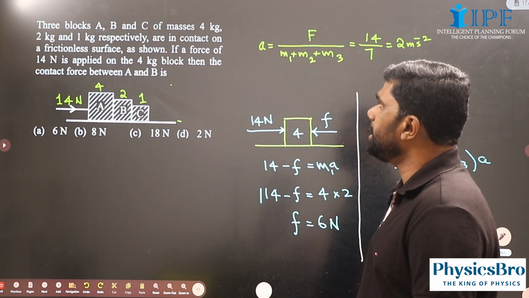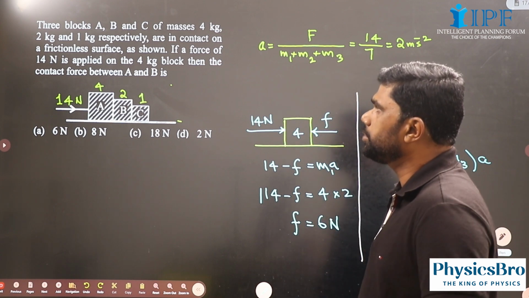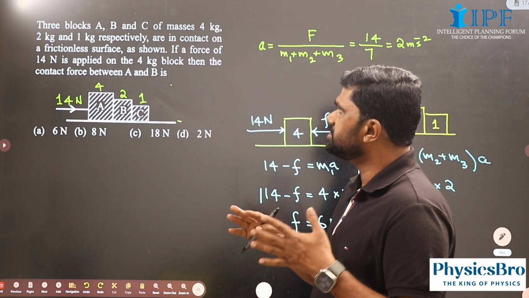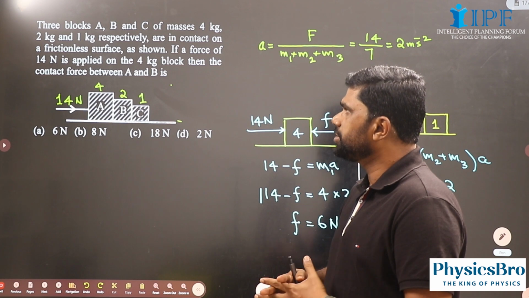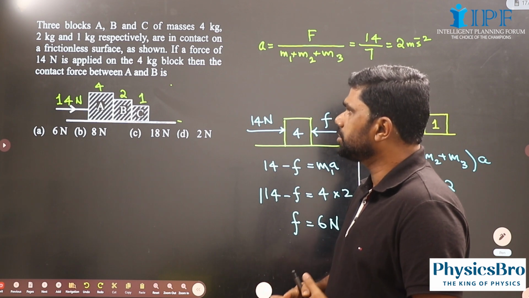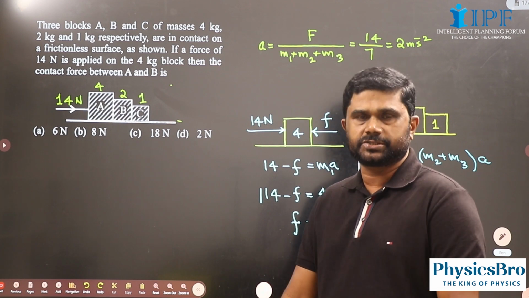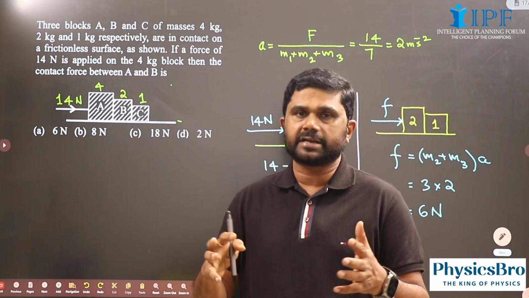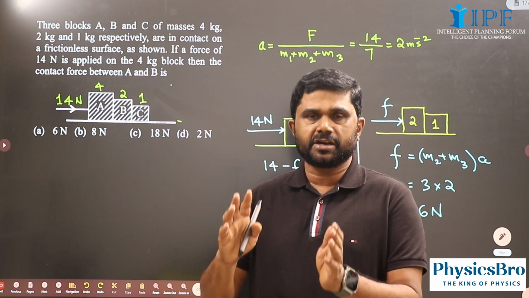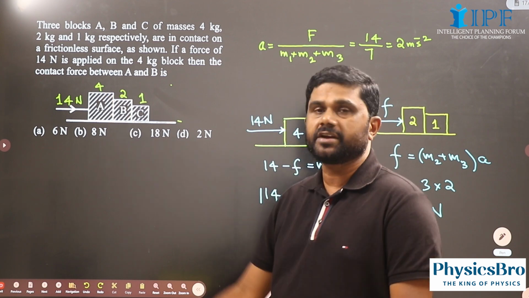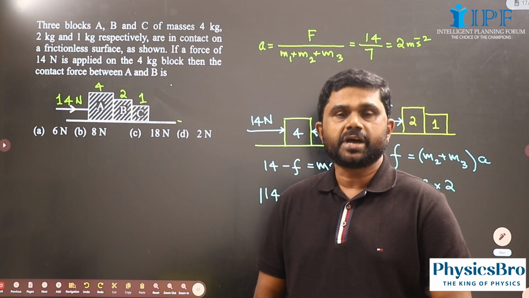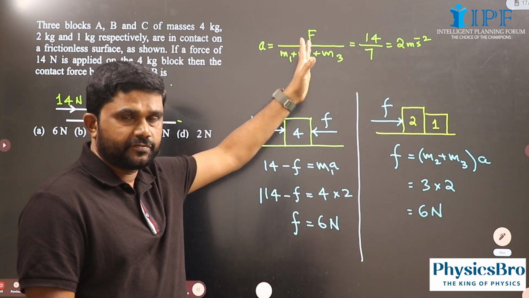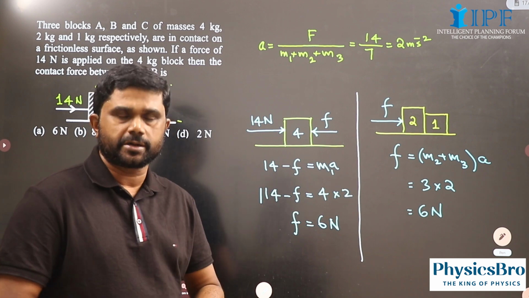3 blocks A, B and C of masses 4 kilogram, 2 kilogram and 1 kilogram respectively are in contact on a frictionless horizontal surface as shown. If a force of 14 Newton is applied on the 4 kilogram block, then what is the contact force between A and B? First let us consider all the 3 blocks together as a system. The only external force acting on it is the applied force 14 Newton. So the acceleration of the system will be the external force F divided by total mass, that will be 2 meter per second square.